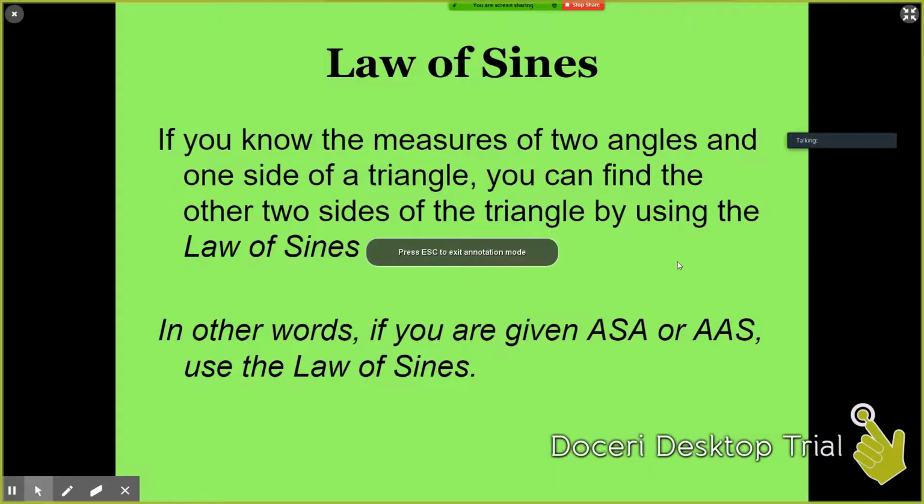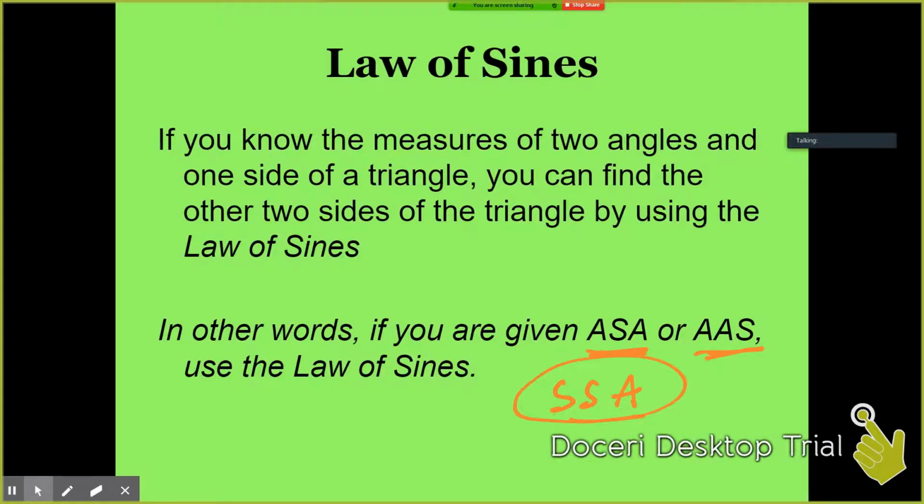And again, if you're not given one of these cases, the only other case that could work with the law of sines is SSA. But that's a little more complicated than just saying use the law of sines. And we're going to spend a whole day on it. But for now, if you get SSA as a case, then try the law of sines.